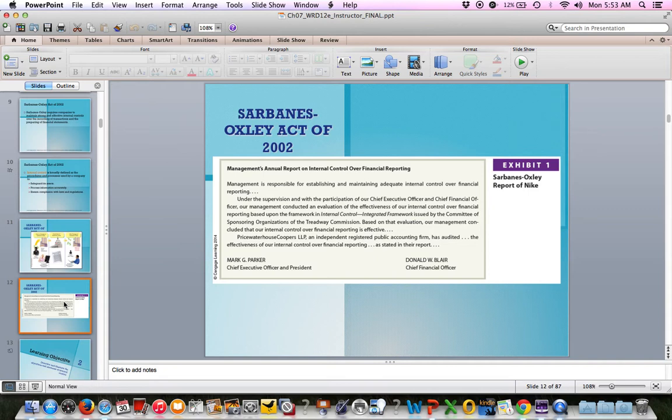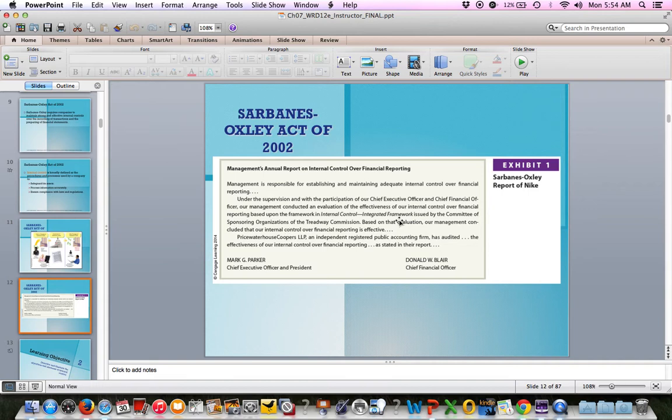And so this is just an example of some information, a report of Nike about Sarbanes-Oxley. And it says here, management is responsible for establishing and maintaining adequate controls. Under the supervision and the participation of our CEO and CFO, our management conducted an evaluation of the effectiveness of our controls, based on the framework of internal controls.